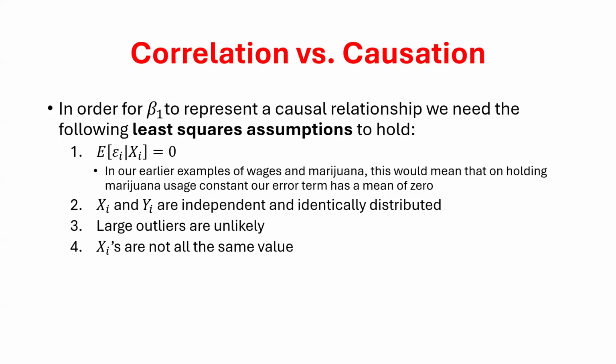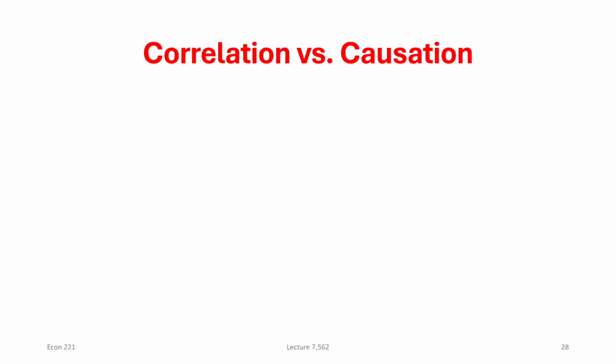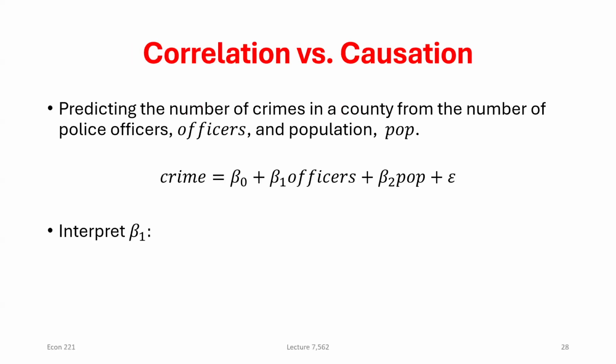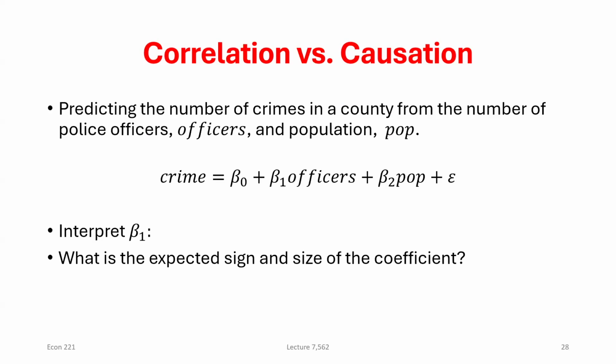And then we can't have x always be the same value. This will be important for something we talk about on Tuesday, which is collinearity. So we'll revisit point 4, something that we can actually test to see if that assumption is violated.